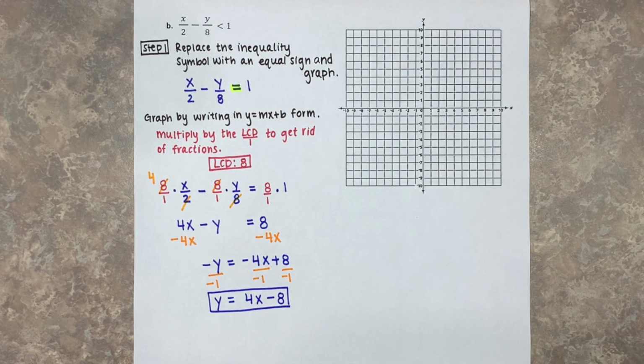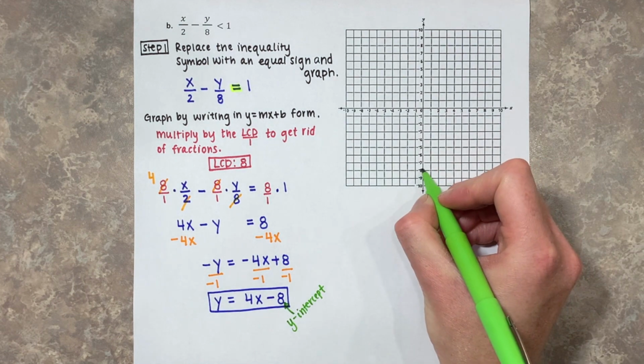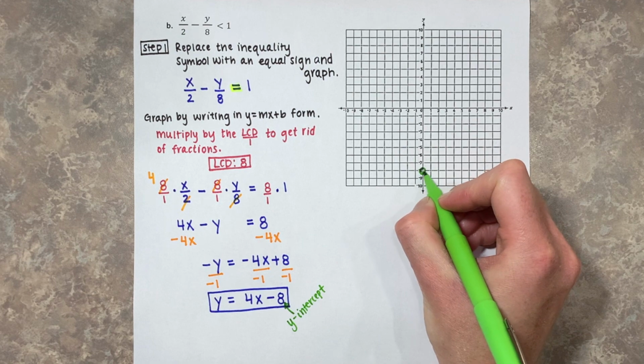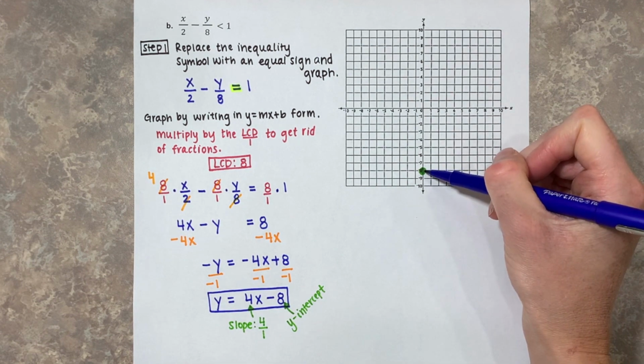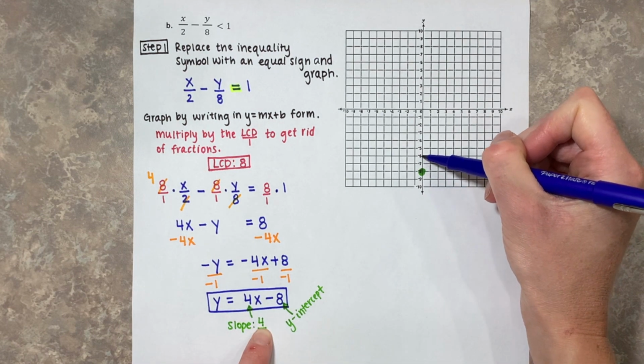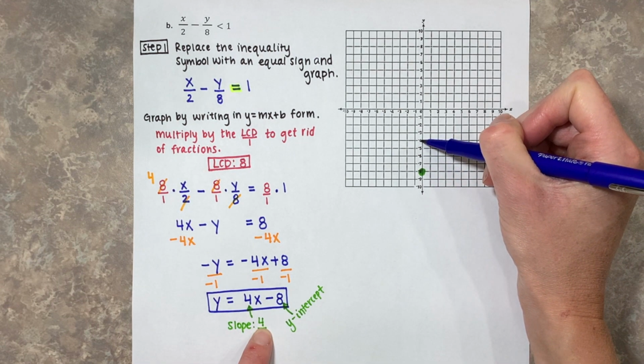Now to graph, we start by identifying the y-intercept, which is negative 8. So let's go ahead and plot negative 8 along the y-axis. Next, we use the slope to count our next point. The slope in this case is 4, but it's helpful to write the slope as a fraction, so I'm going to write the slope as 4 over 1. We can start at our given point, and then we'll count up 4, 1, 2, 3, 4, and to the right 1.